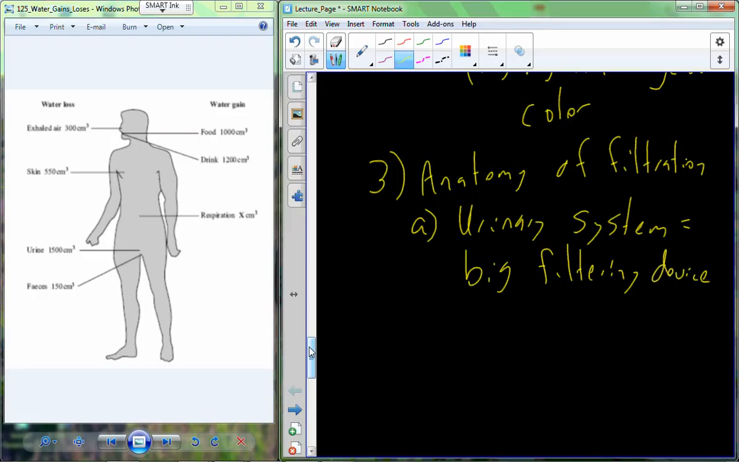And if you really think about it, a coffee filter, you've got your grounds on one side, you push water through it, you pull some stuff, leave some stuff behind. The urinary system is going to act just the same way. You're going to have water and material on one side, it's going to pull the water and the material through, and it's going to leave other stuff on the circulation side.